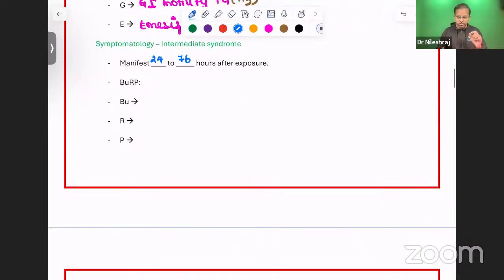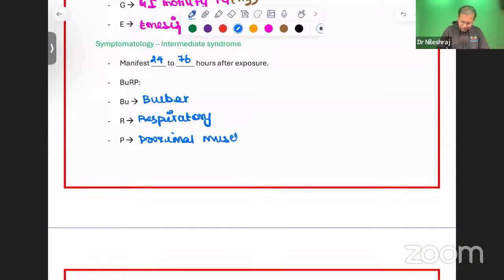What exactly are those? We have a mnemonic here. BURP is the mnemonic. BU stands for bulbar muscles, R is for respiratory muscles, and P is for proximal muscles, over the shoulders and such. All these muscles will end up with weakness. BURP muscle weakness is the mnemonic. Remember the intermediate syndrome associated with organophosphorus compounds.